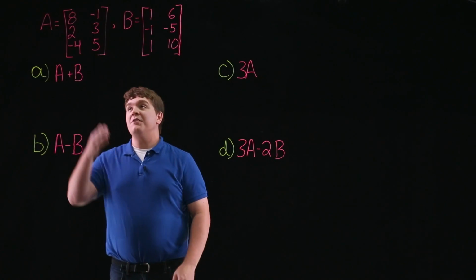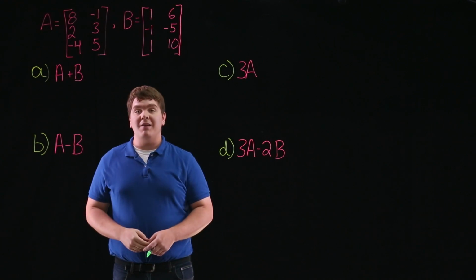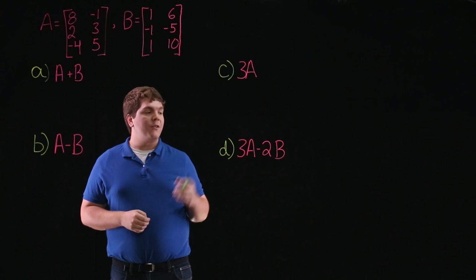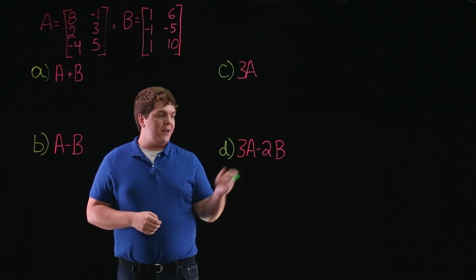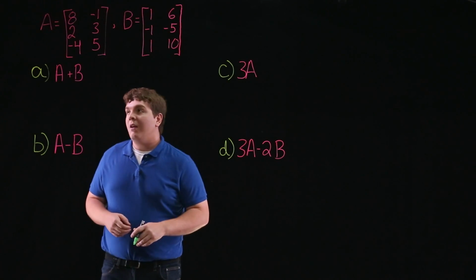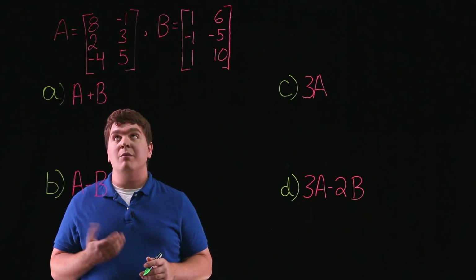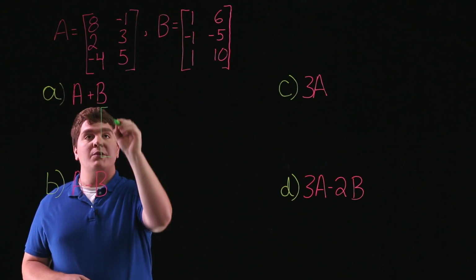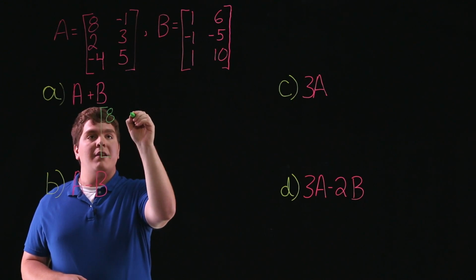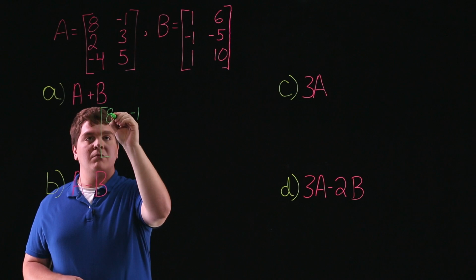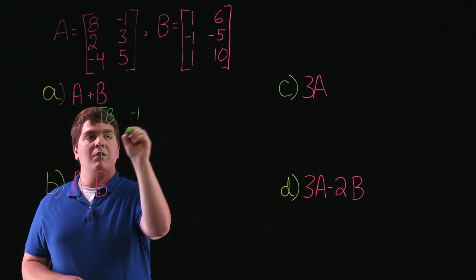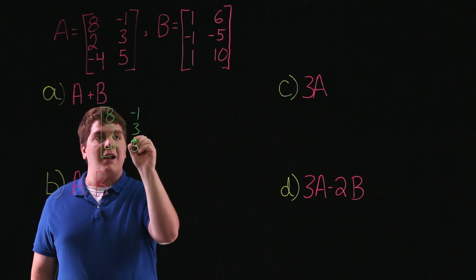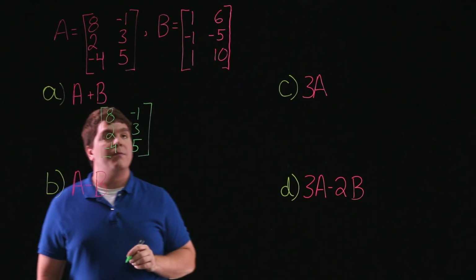For this problem, we're given two matrices, A and B, and we're asked to find A plus B, A minus B, 3 times A, and 3 times A minus 2 times B. So let's begin by finding A plus B. Let's start by writing down our matrix A, which is 8, negative 1 in the first row, 2, 3 in the second row, and negative 4, 5 in the third row.